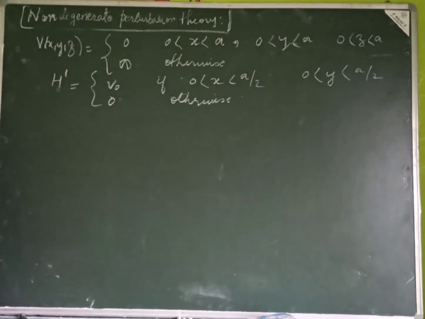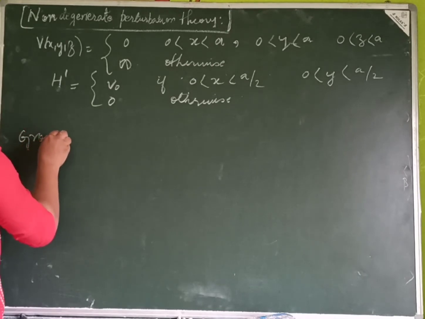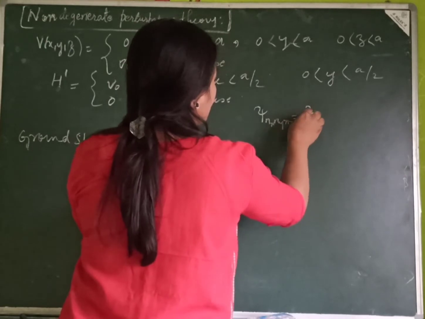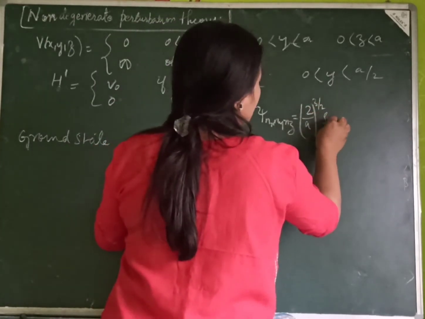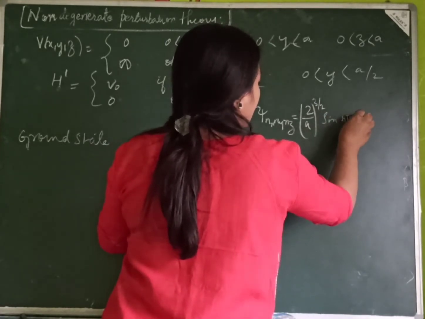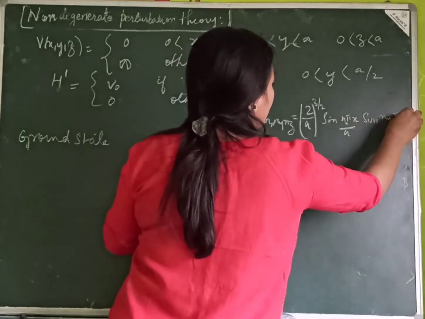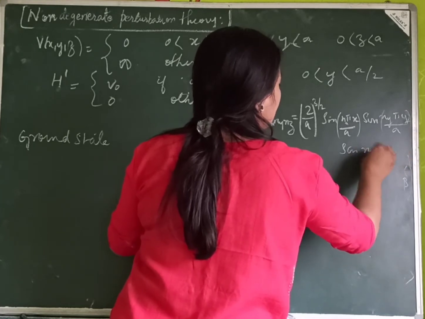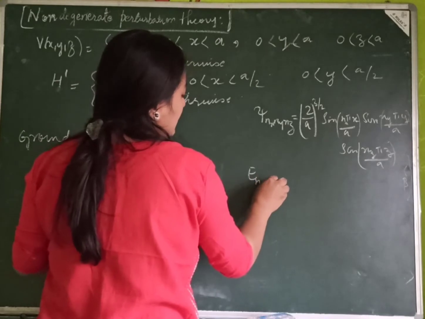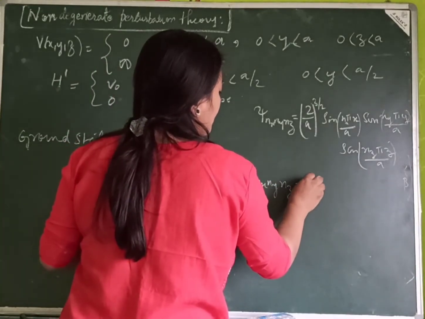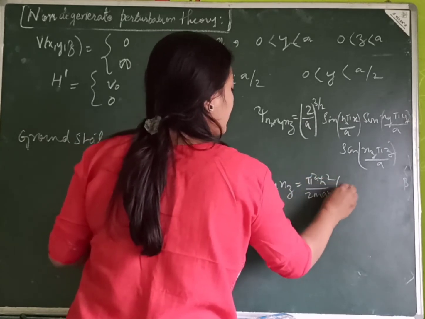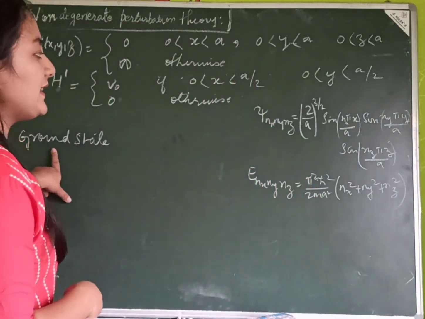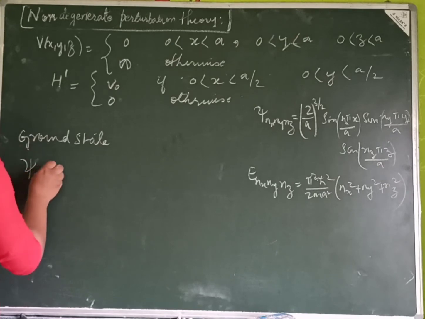Let us first look at the ground state. In this case, psi nx ny nz is given by (2 by a) to the power 3 by 2 times sin(nx pi x by a) sin(ny pi y by a) sin(nz pi z by a), and E nx ny nz is given by pi square h bar square by 2 m a square times (nx square plus ny square plus nz square).